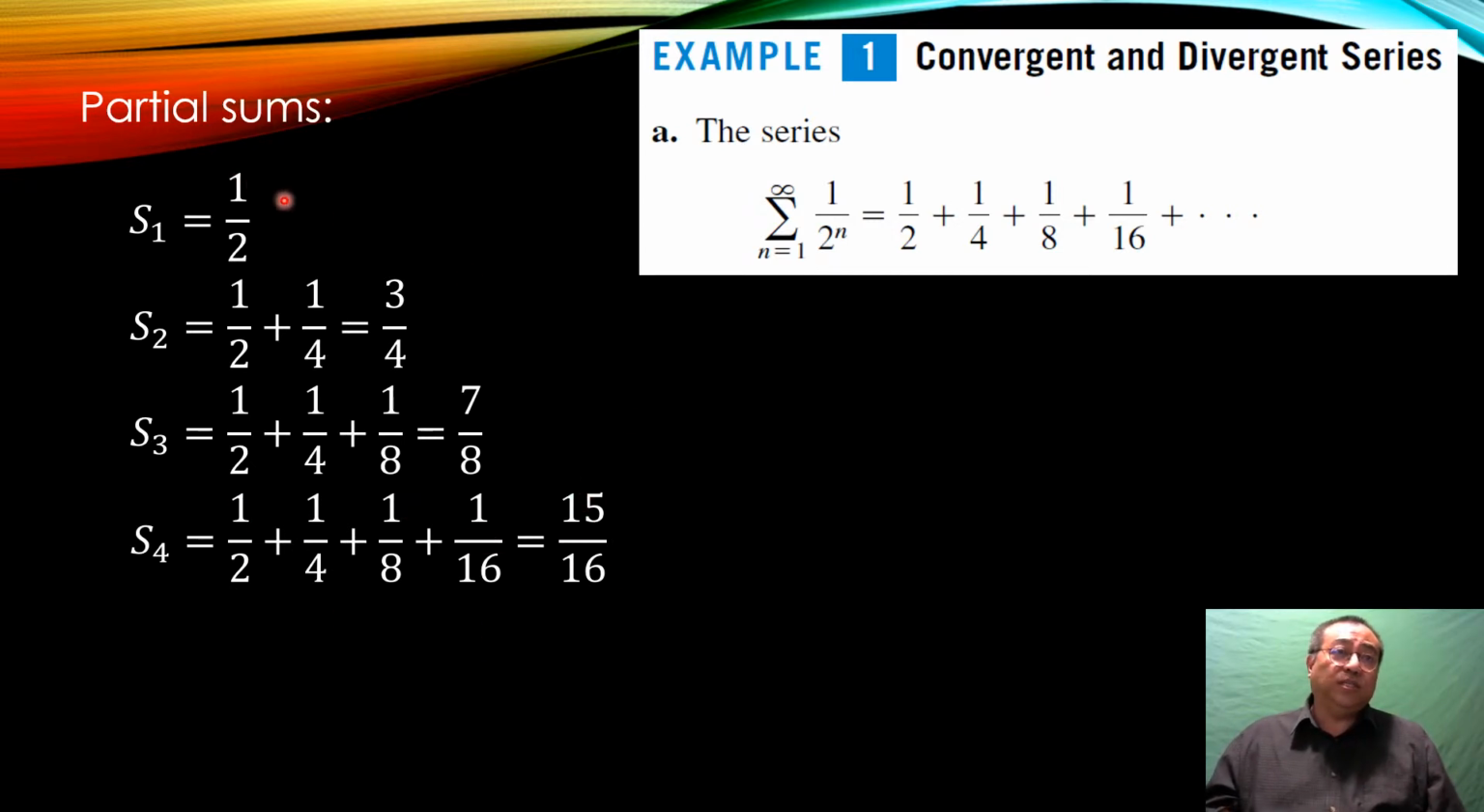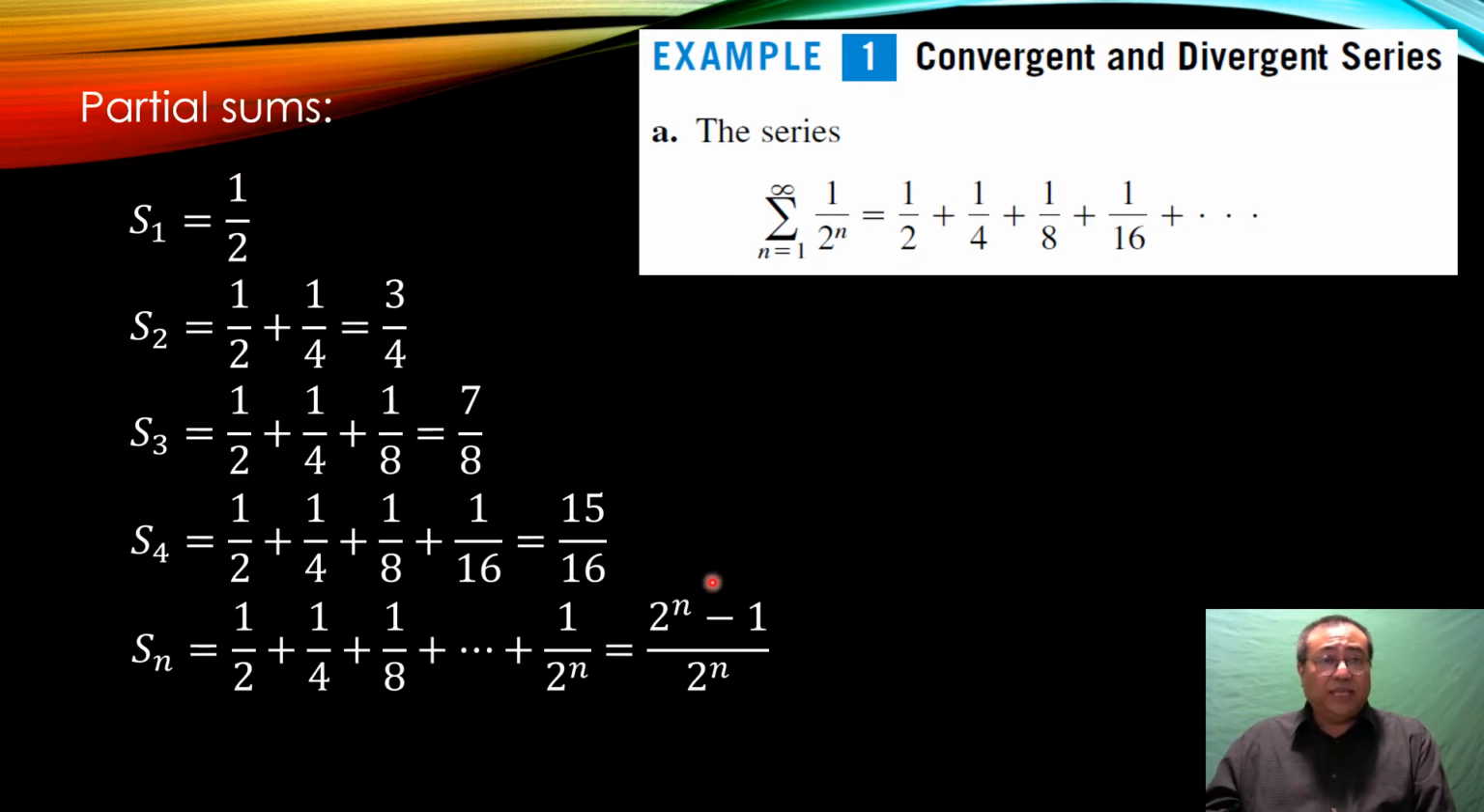Now, what I want you to notice is this pattern: 1/2, 3/4, 7/8, 15/16. It turns out this pattern keeps going. What's the pattern? The numerator is 1 less than the denominator. That's what I want you to notice. So we make this formula: S sub n is (2 to the n minus 1) over 2 to the n. Now we have a formula for this sequence of partial sums.